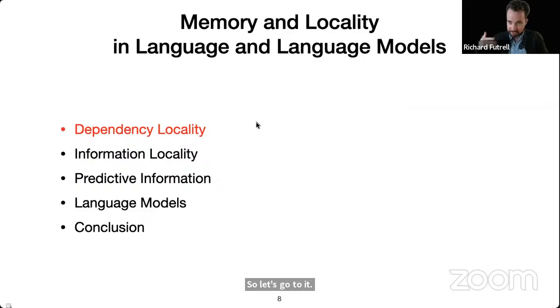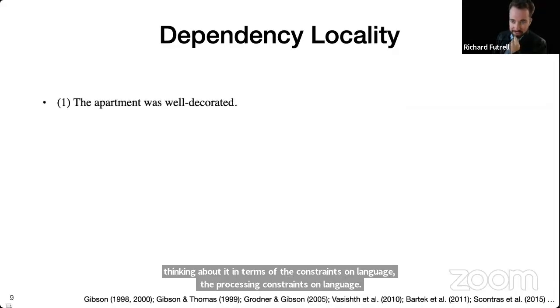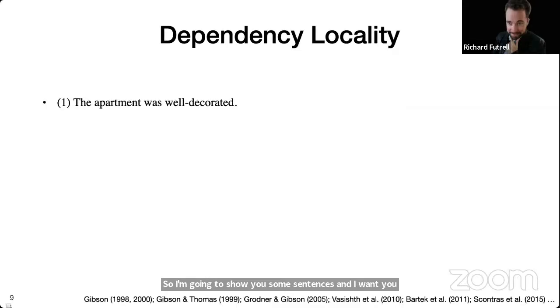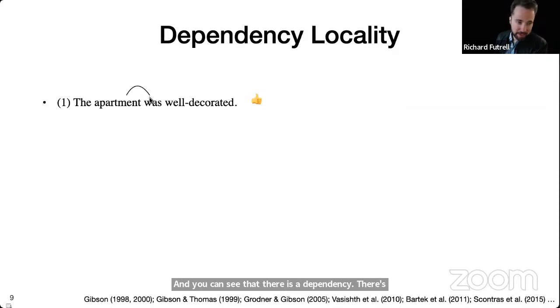First, we're building up this idea of locality. It's getting more and more powerful. The first thing we'll look at is dependency locality, which Kenny actually mentioned. So for dependency locality, we're just going to start by thinking about the processing constraints on language. I'm going to show you some sentences, and I want you to think about how easy they are to understand. Here's a sentence: the apartment was well decorated. I think you can agree this is pretty easy, right? So let's all give that a thumbs up in the audience. And you can see that there's a syntactic dependency in this sentence between the main verb was and the subject of that verb, apartment.